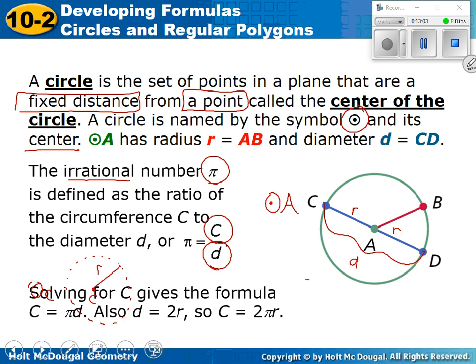All right, so in your notes here are your 2 formulas that we wrote on the board. Circumference is pi d and circumference is 2 pi r. And again, those should be added to your formula list that we made the other day.